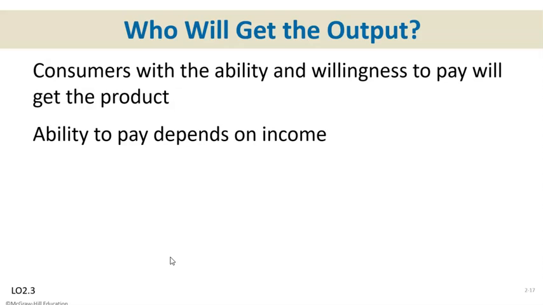Now we're moving on to the third of our 5 questions, which is who will get the output? Once we've made all of these goods and services, the buyers that have the ability and willingness to pay will get the product. And recognize that this ability depends on the income that the consumers receive, and that's going to be dependent upon what resources that they own. So you own your resource of labor, and you are currently going to college, and so you're trying to increase the value of your labor resource. And that will increase your income and increase the amount of products you're able to produce.